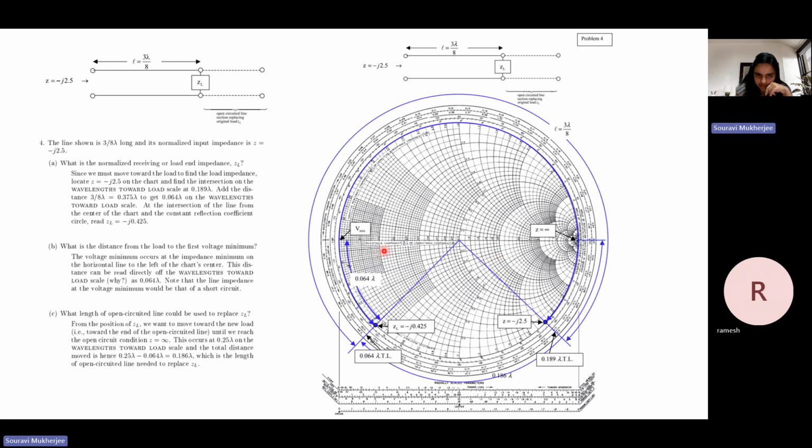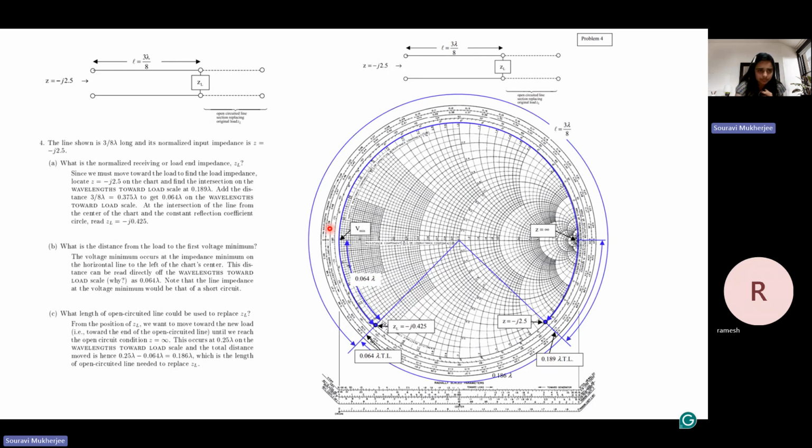You'd see here it's written: wavelength towards load, and then wavelength towards generator. In questions where you know the impedance on the generator side and you want to find the impedance on the load side, you have to use the wavelength towards load scale. Another thing is that because you're moving towards the load, you have to rotate counterclockwise. When you go towards the generator, you're going clockwise. Here you have to go counterclockwise.